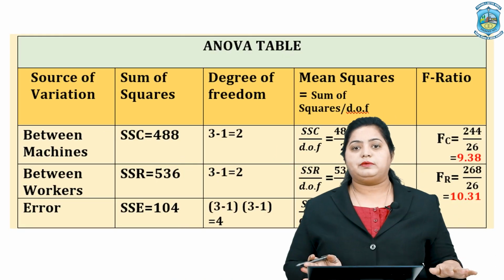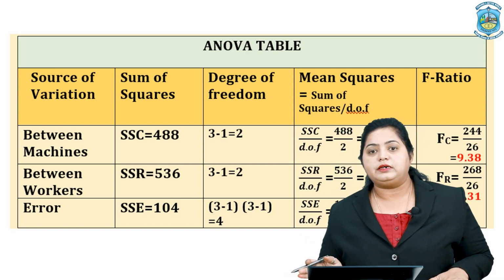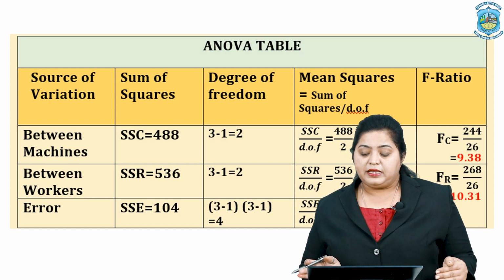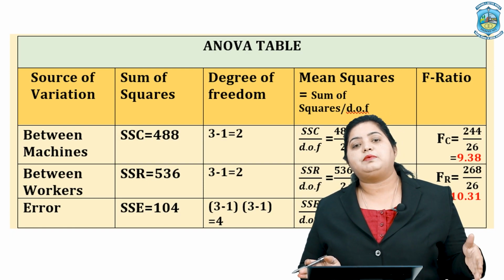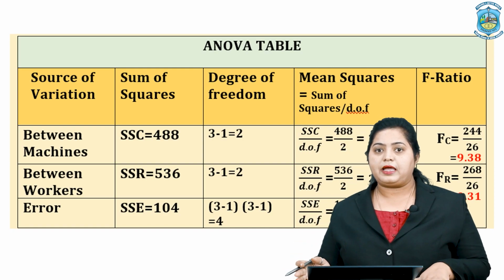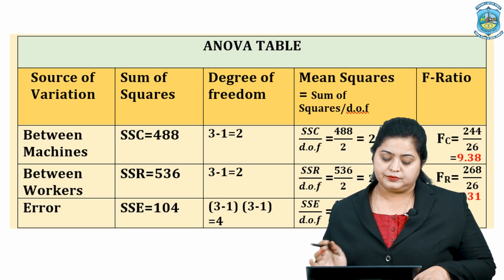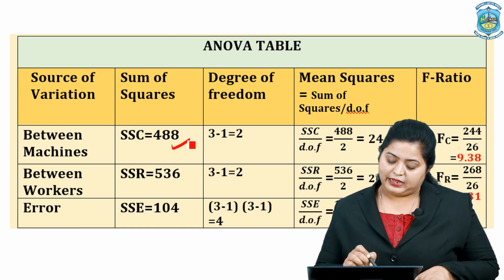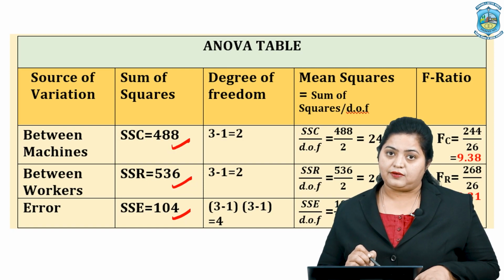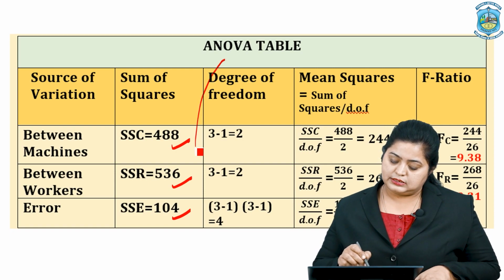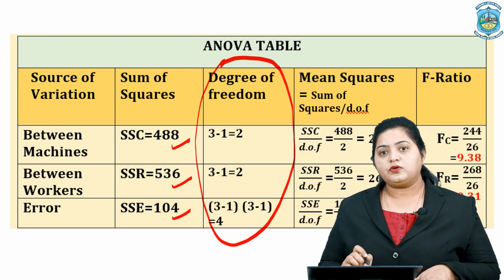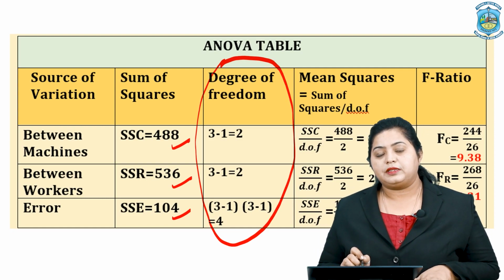Now the ANOVA table, this is the most important part of the ANOVA solution. Based on this table, we will be able to interpret the data as per our hypothesis. Now for the ANOVA table, we have all the values. We have SSC, we have SSR, and we have SSE. Now this degree of freedom is new for you. So how are you going to calculate this degree of freedom?